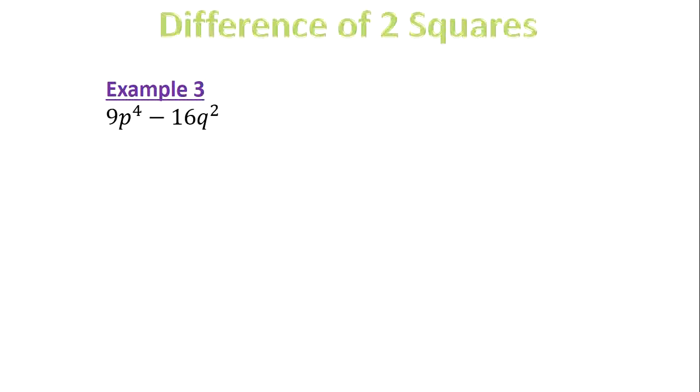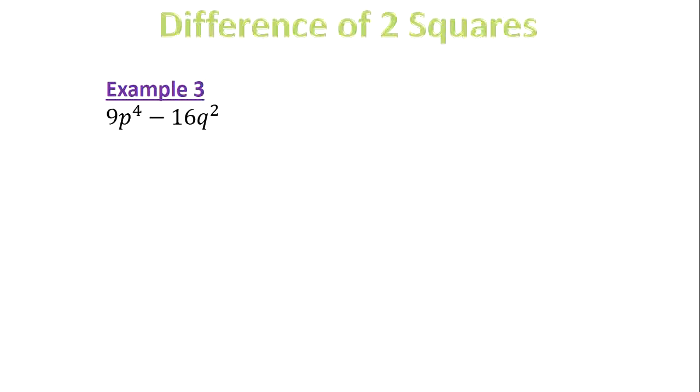Let's look at my second term. I have 16q squared. Is that a perfect square? Well, 16 is 4 times 4, and q squared is q times q, and so it is also a perfect square. It meets all three criteria. Now we can do our steps.